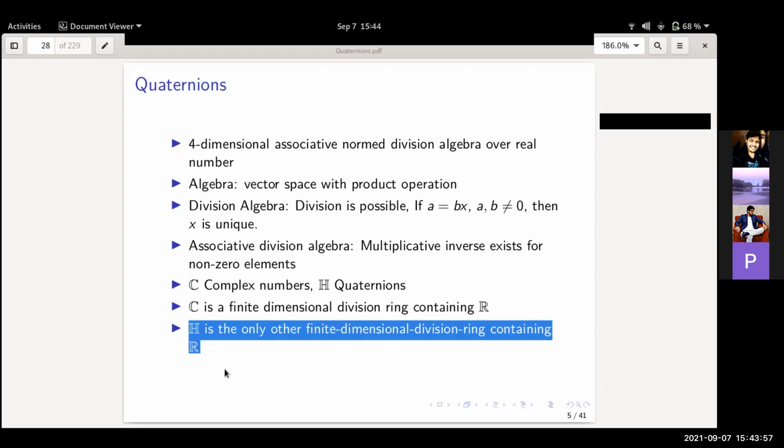the only other. In fact, what does it mean? It means you cannot construct any other complex number other than this Hamiltonian one, which will have these nice properties. You cannot construct three-dimensional ones. We did not prove it, we mentioned it. So complex numbers and the set of quaternions are very special. These are the only two finite dimensional division rings which contain the real line.